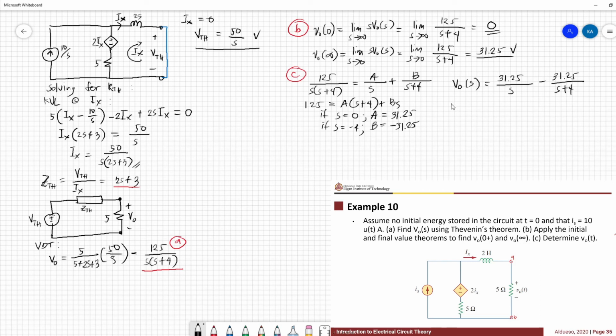Now converting this into the time domain, we have 31.25 times quantity 1 minus e to the negative 4t, u of t volts.